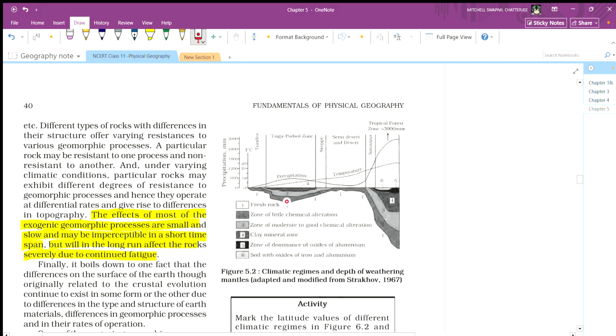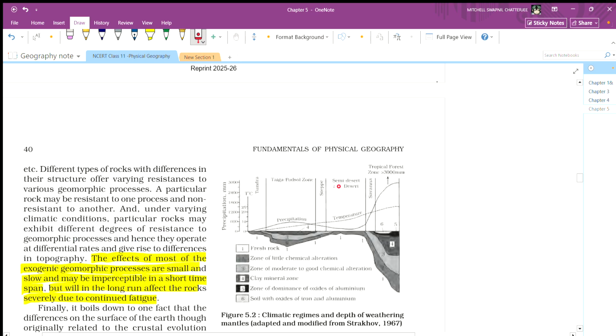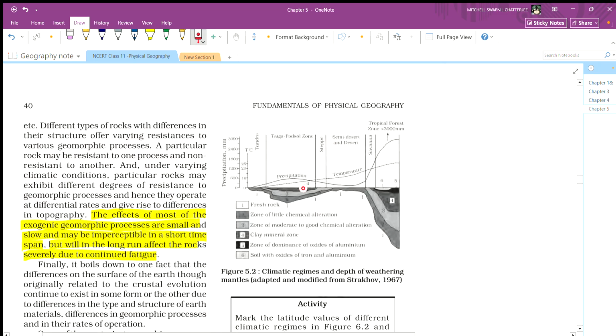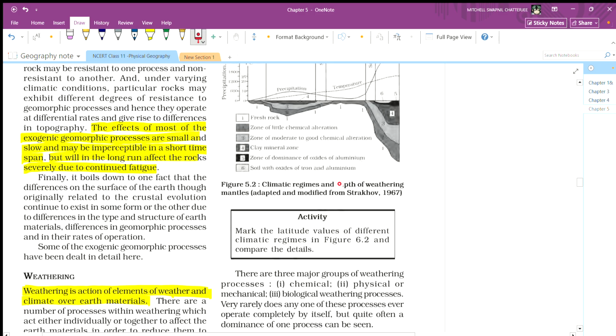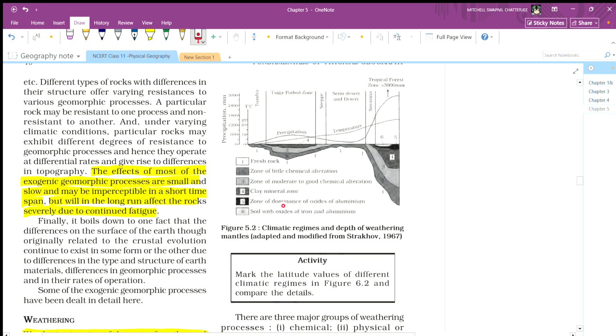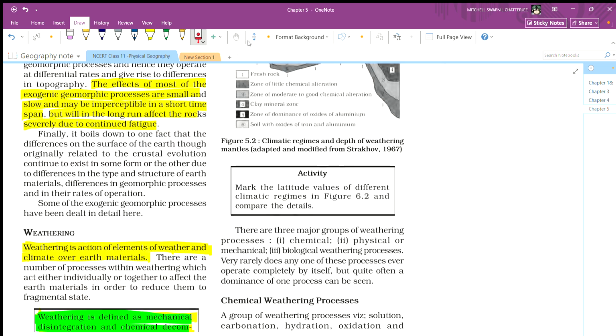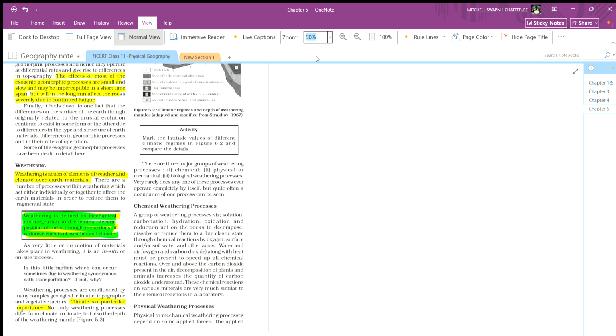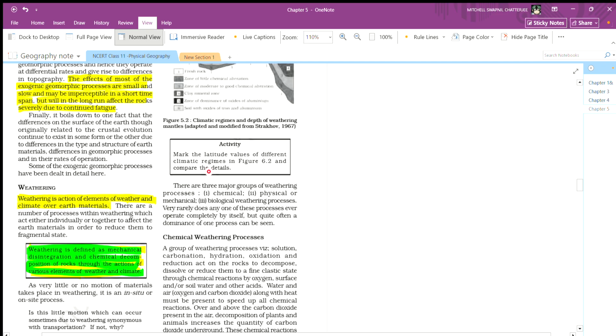Lastly, let's leave it. Who made this? NCERT. What are you doing? Activity, mark the light.